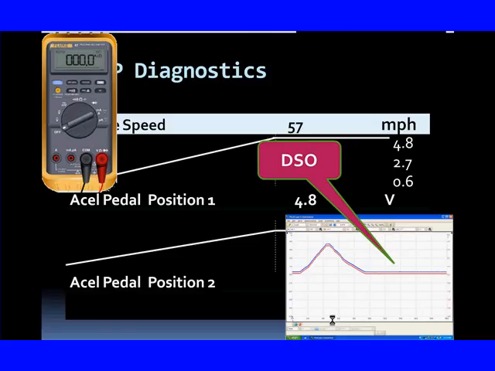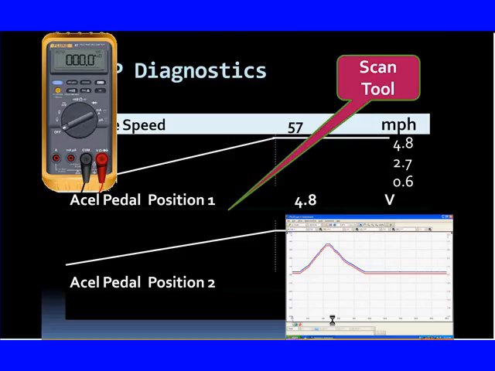Look at these 2. They're going along together in the DSO. They're both going up, they're both coming down together, and we've offset them just slightly so that one's not sitting directly on top of the other. That is a normal pulse. That's normal, we expect to see that. You're looking at the same data on the scan tool, going up to 4.8 volts, and they both go up to 4.8.